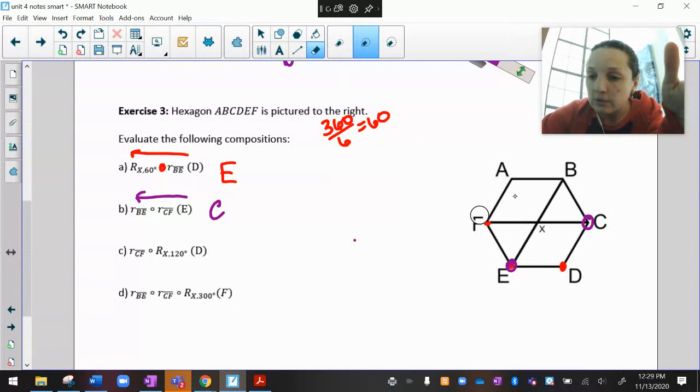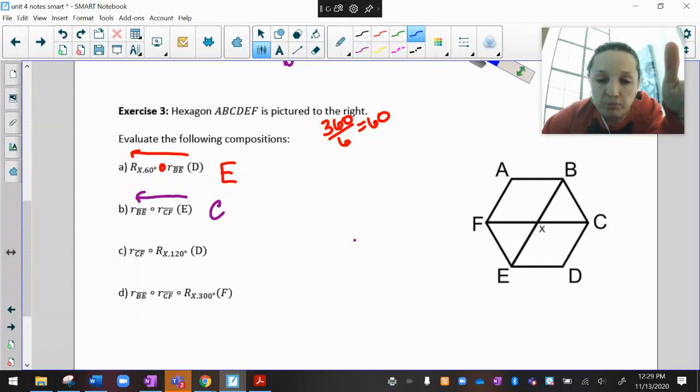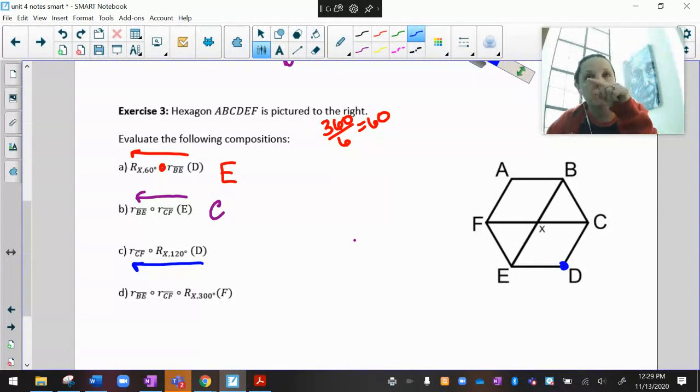All right, these are getting a little bubbly. So let's erase and go with blue. Start at D. Reflect 120. So every 60 is a corner. So 120 is two corners, counterclockwise.